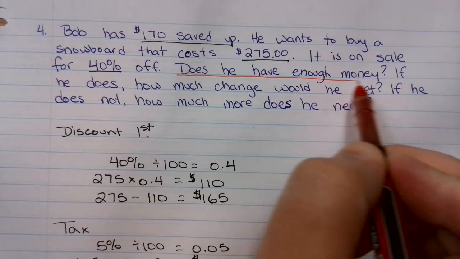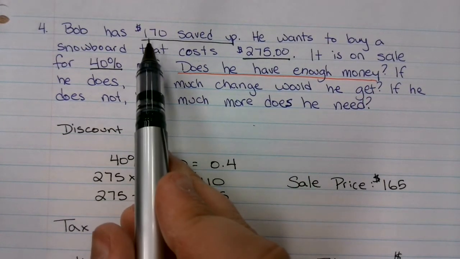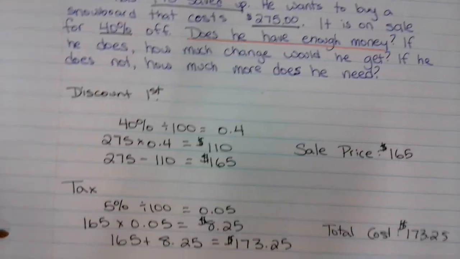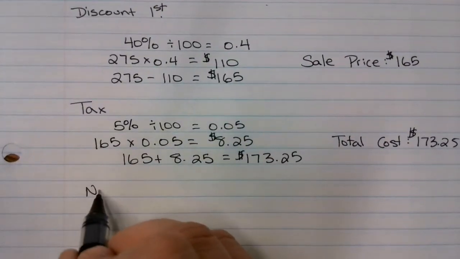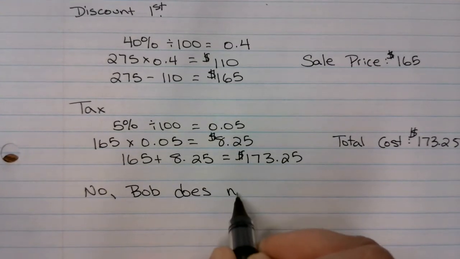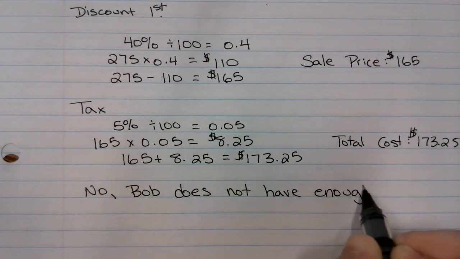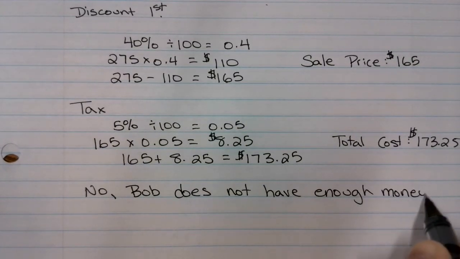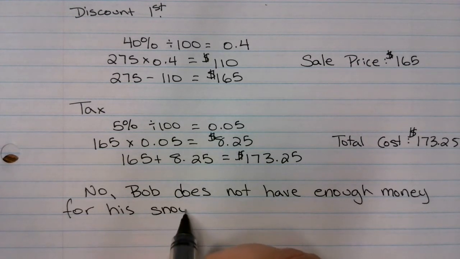Now we can answer our questions. Does he have enough money? Well, he has $170 and he needs $173.25. So we can say no, Bob does not have enough money for his snowboard.